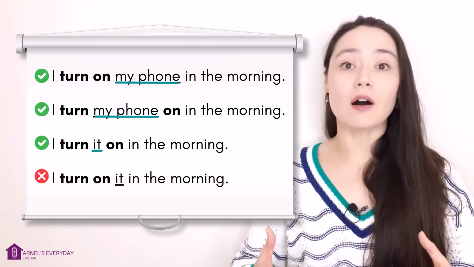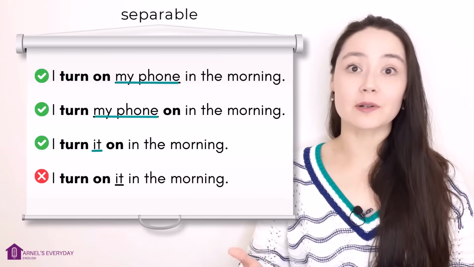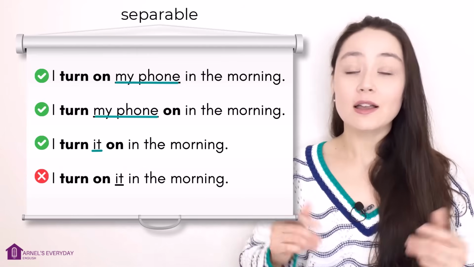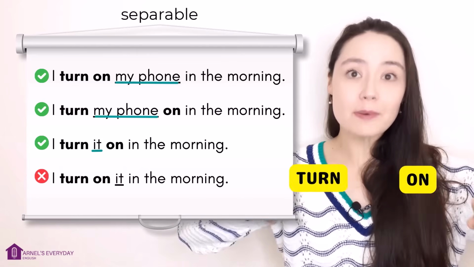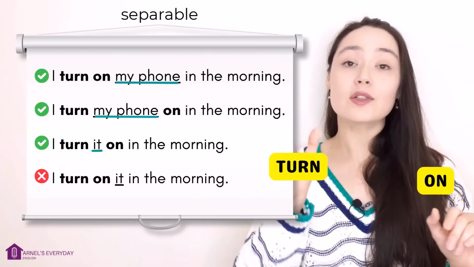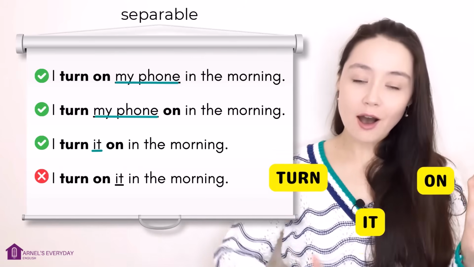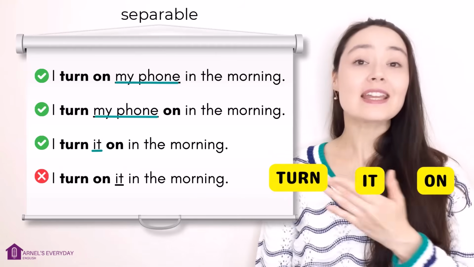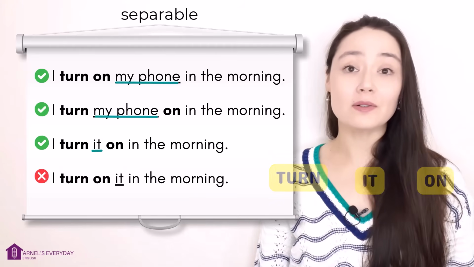Turn on is what we call a separable phrasal verb. Separable, because you can separate it. You can separate the verb and the preposition. The object goes in the middle. In this case, the object is my phone.